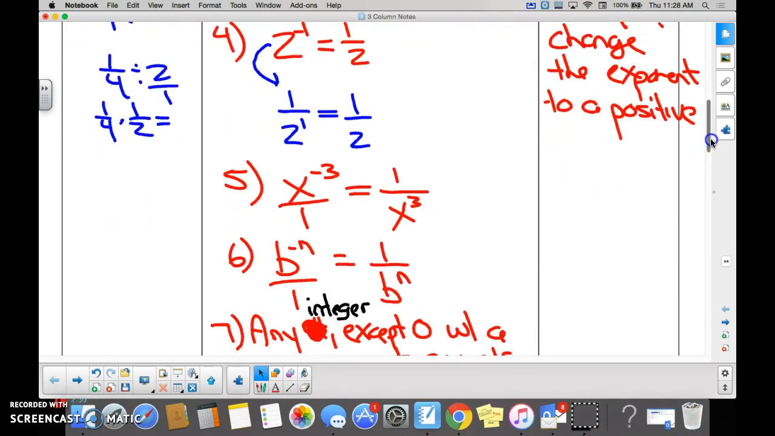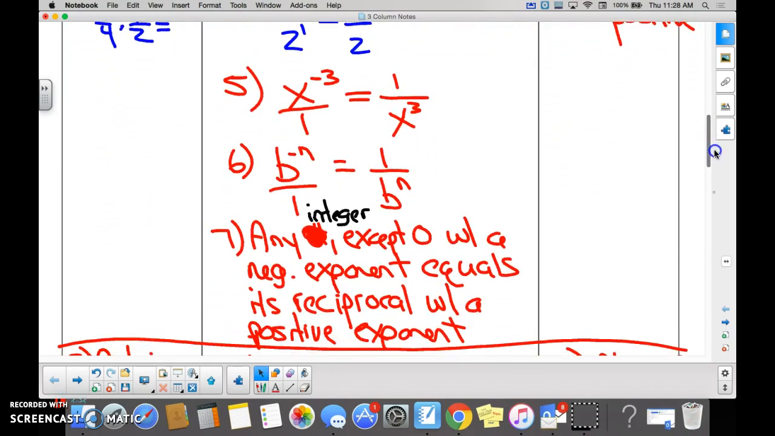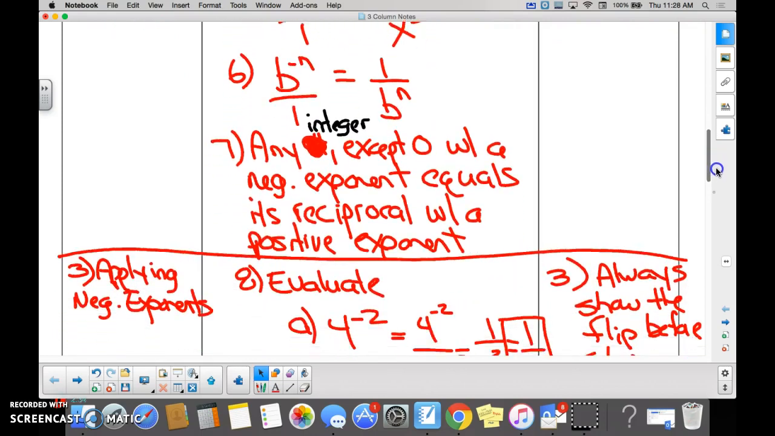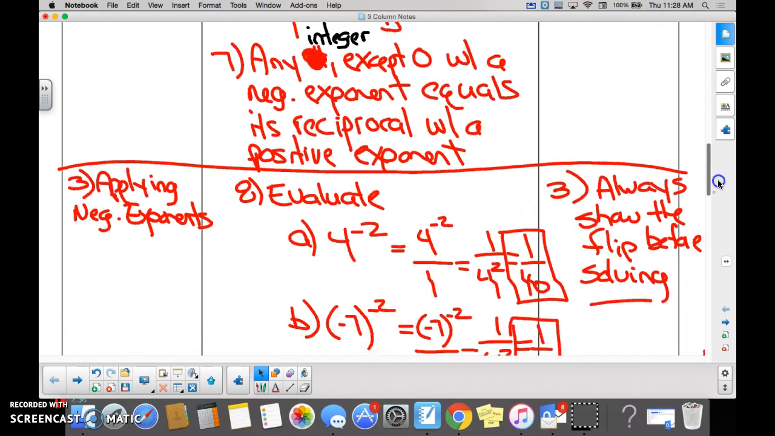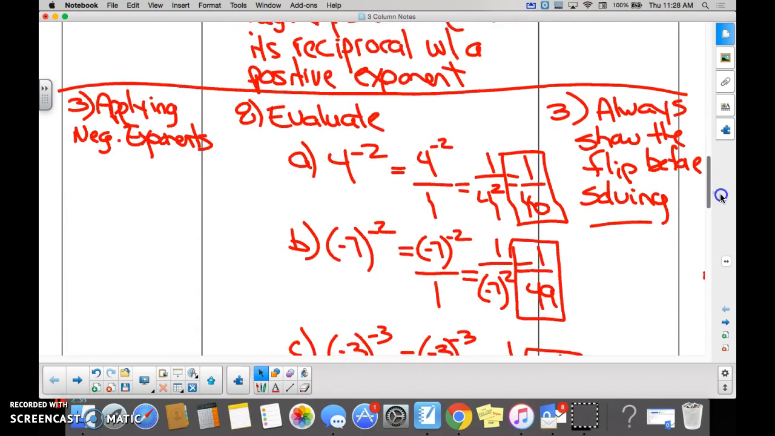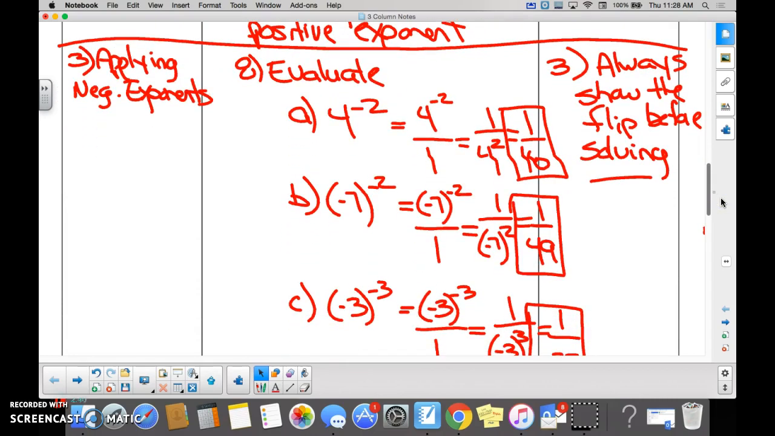Number 5 and 6 would just be using exponents. Pretty self-explanatory. 7 is your rule. Applying negative exponents was just some practice. I don't think we need to spend a lot of time, other than if you have a negative base and you flip it, so the negative 7 got flipped to the bottom because we had a negative exponent, does the base remain negative or does it go to positive? It remains negative. Don't get that confused with the exponent. The exponent here became positive, but the base obviously is going to stay negative.